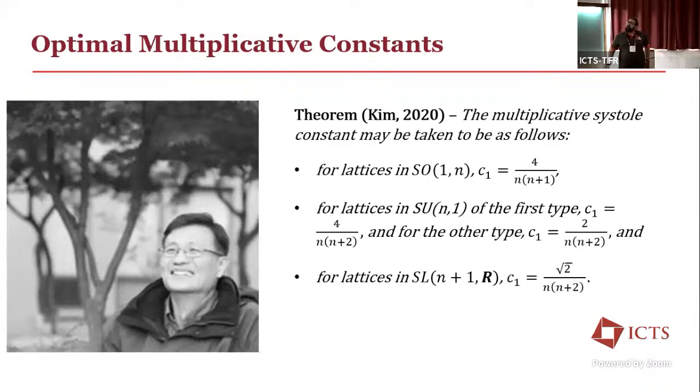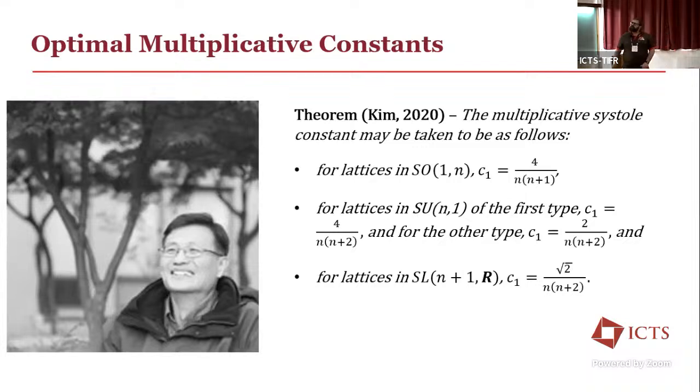So here's his result. The multiplicative systole constant can be taken as follows. For lattices in SO(1,n), 4 over n plus 1. I'm sorry, this is supposed to be a comma; that's nothing to do with the n plus 1. For lattices in SU(n,1) of the first type, C1 can be taken as 4 over n(n plus 2). For the other type, 2 over n(n plus 2). For lattices in SL(n plus 1, R), root 2 over n(n plus 2).